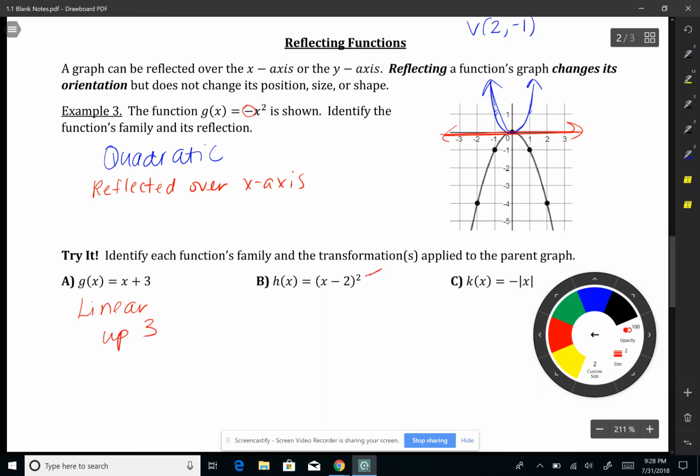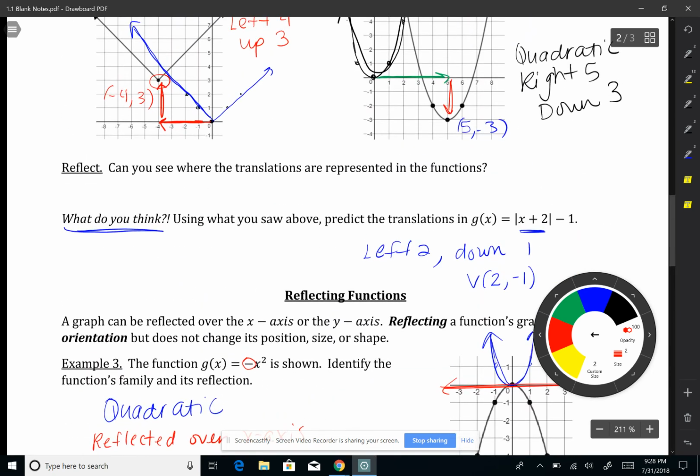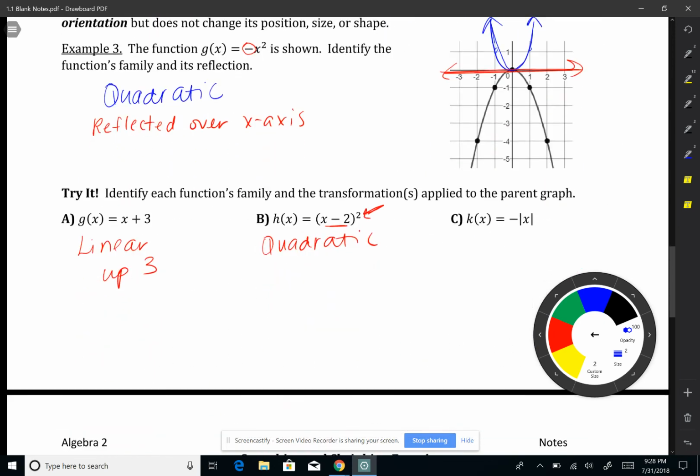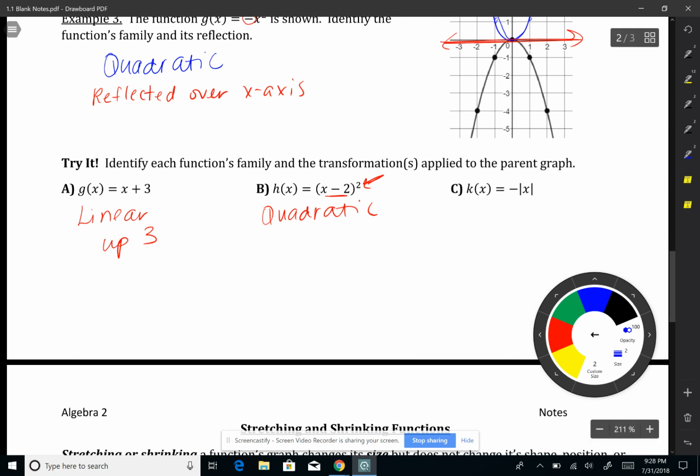Letter B, we have h of x equals x minus 2 quantity squared. That's a big hint. This is a quadratic. Then I have x minus 2 inside those parentheses. If we look at our example of a quadratic up above, inside the parentheses when I had x minus 5, oh, look, I wrote a 3 there. That should be a 5. I moved right 5. So if this says x minus 2, I must be moving right 2.